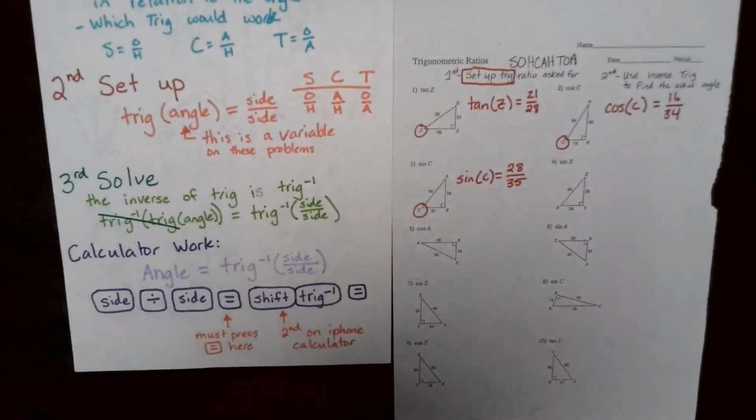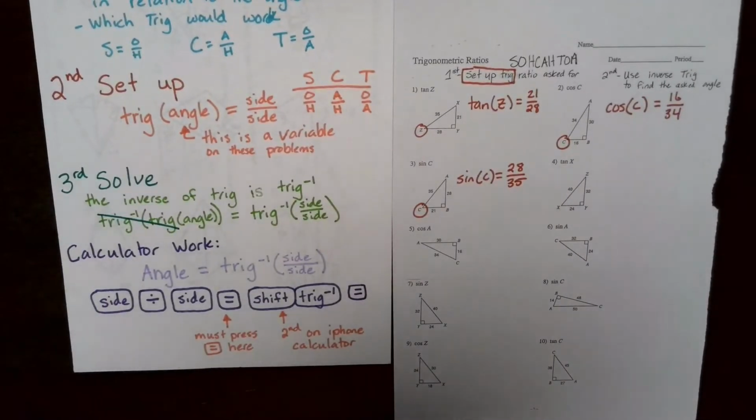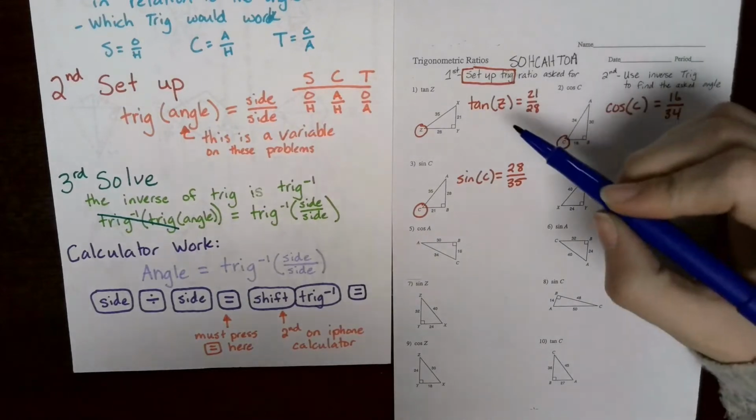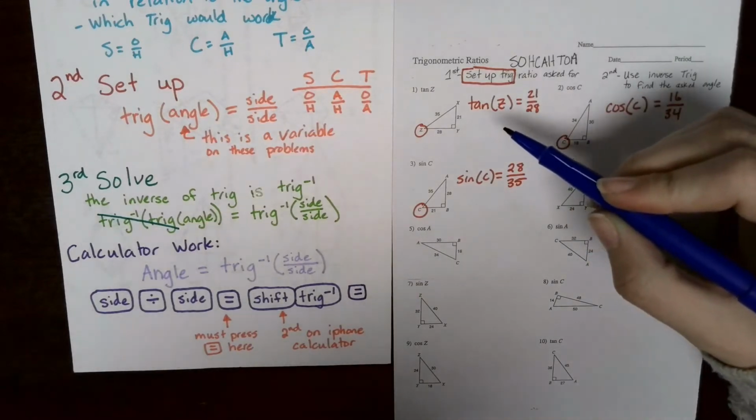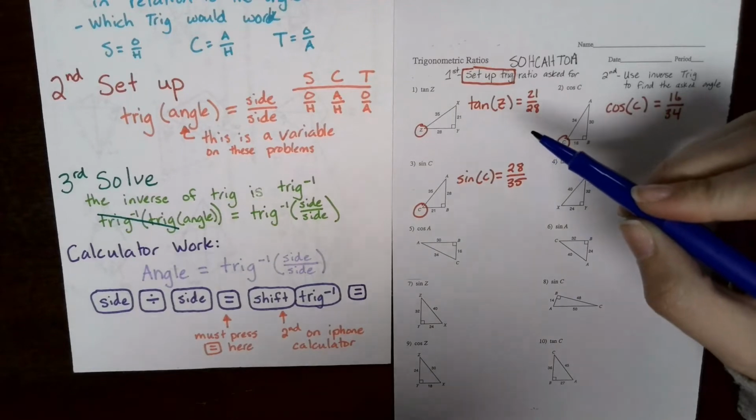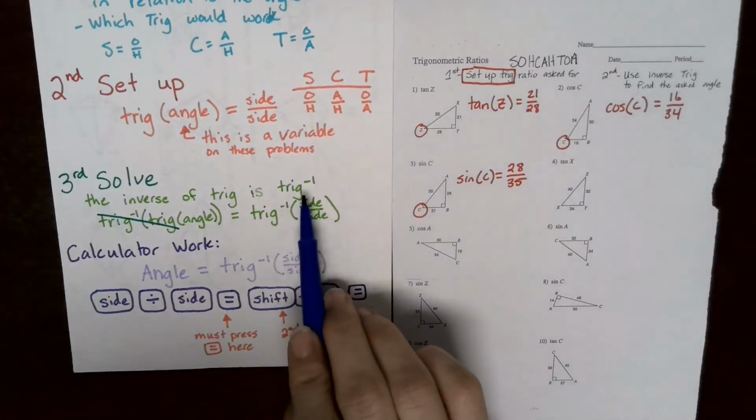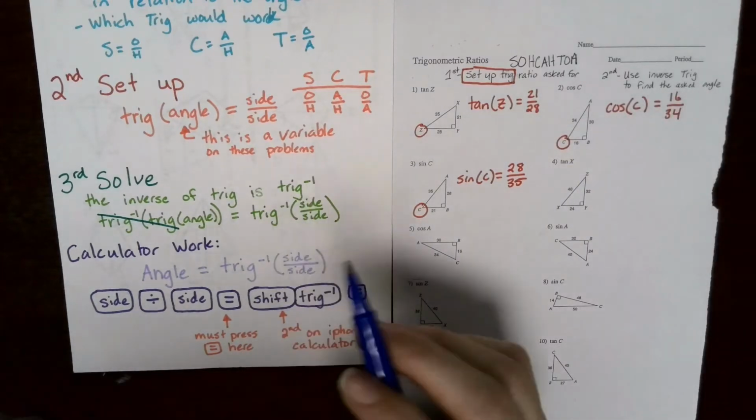So just think about how the inverse of addition is subtraction. The inverse of multiplication is division. The inverse of squaring something is square rooting it. Well, the inverse of tangent is literally called inverse tangent. Okay, we just put a little -1 there, and it's called inverse trig.